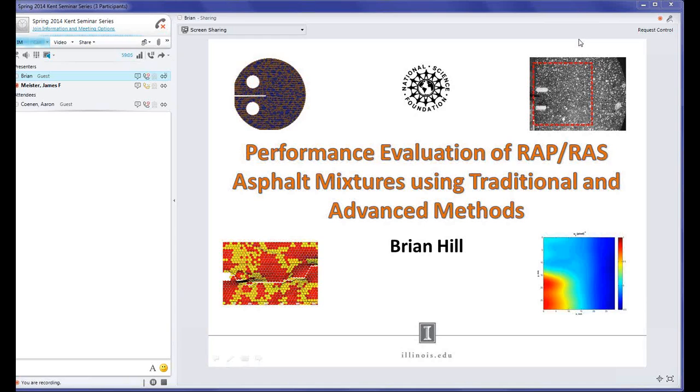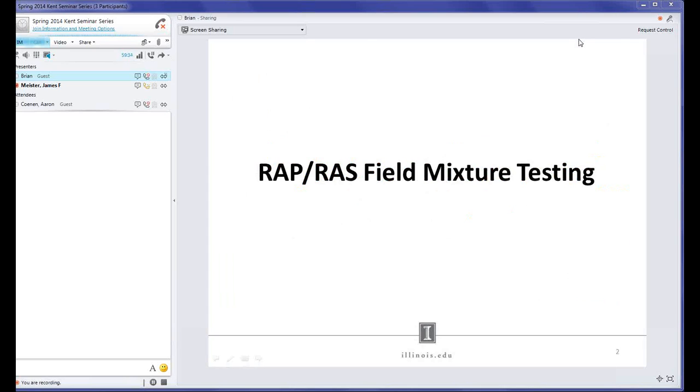A little bit of a loaded title: RAP RAS asphalt mixtures. We did a little bit of testing with Southwind RAS on some field mixtures in the Chicagoland area in Bartlett. So I'll talk about some of the experimental testing results in a first section. The second section looks at the difference between a virgin and a RAP mixture using discrete element modeling with some digital image correlation added in.